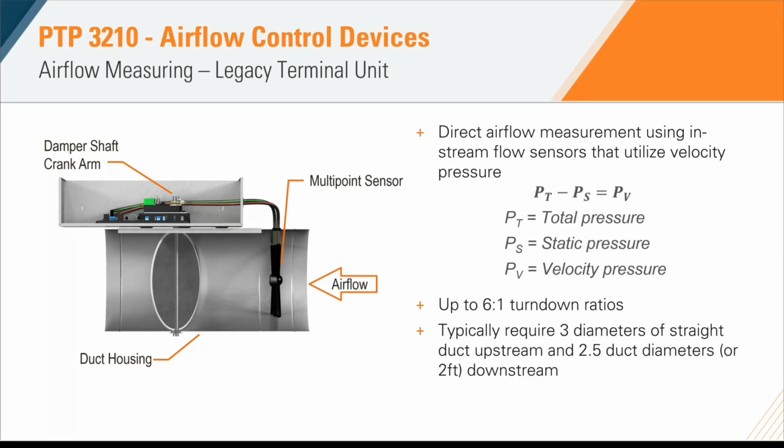Now, typically, we're also going to see straight duct requirements for legacy terminal units. This is typically due to the requirement of measuring velocity pressure to determine airflow. Since velocity pressure can be affected by duct turbulence, being able to have laminar flow through that sensor is ideal for accurate measurement.